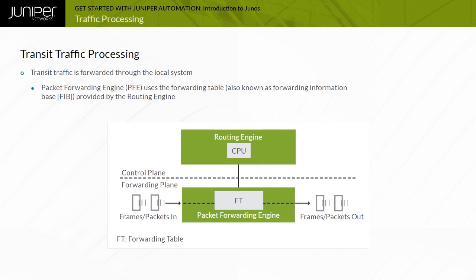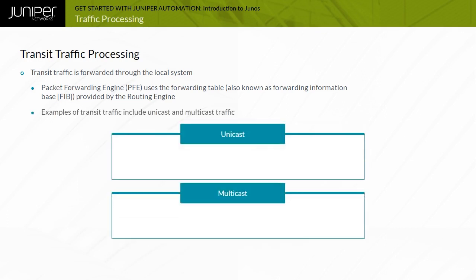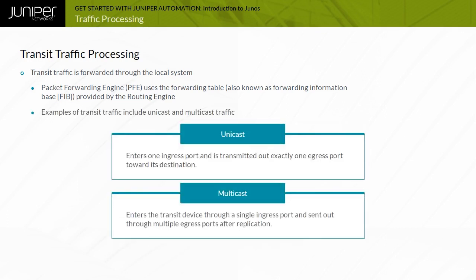Transit traffic passes only through the forwarding plane and is never sent to or processed by the control plane. By processing transit traffic only through the forwarding plane, platforms running Junos OS can achieve predictably high performance transfer rates. Transit traffic can be both unicast and multicast traffic.